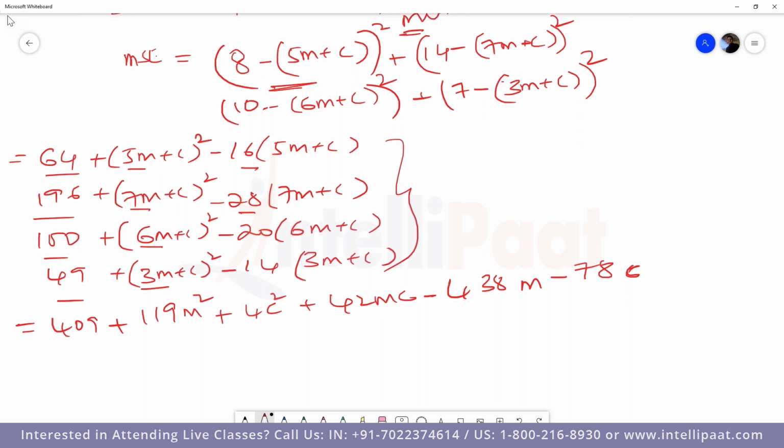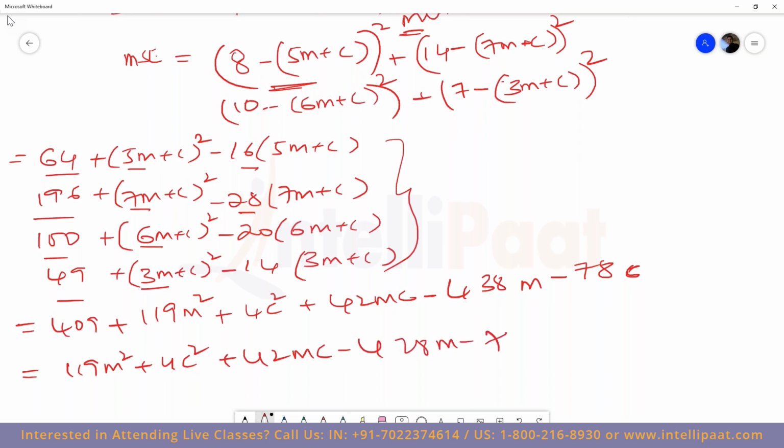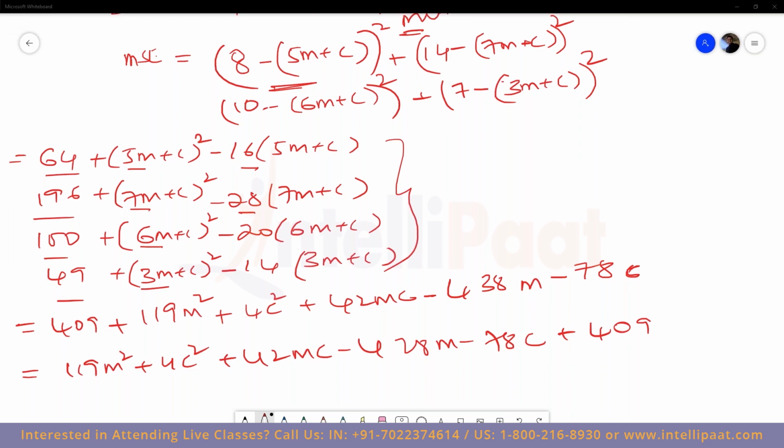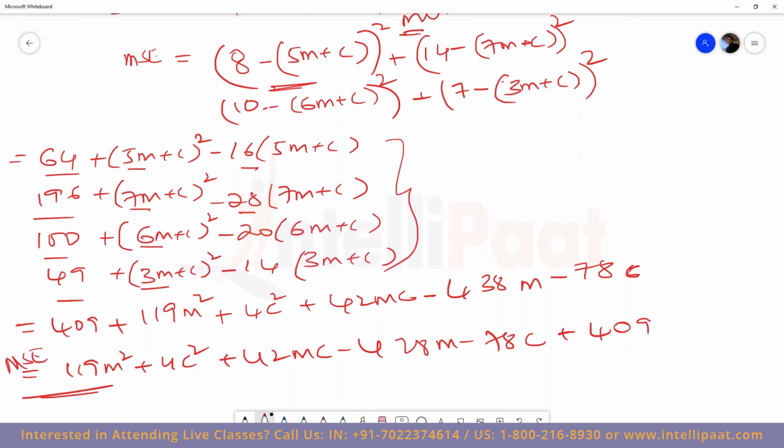If you look at this, so logically speaking, we'll just rewrite this equation a little better. So if we were to rewrite this equation, this is 119m square plus 4c square plus 42mc minus 428m minus 78c plus 409 is your final equation. So your MSE equation is basically this whole thing. Cool, wonderful. So far so good.